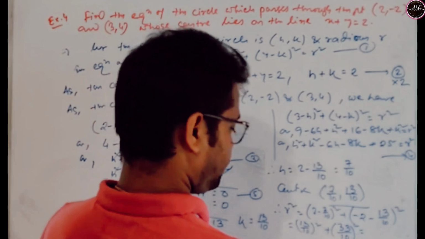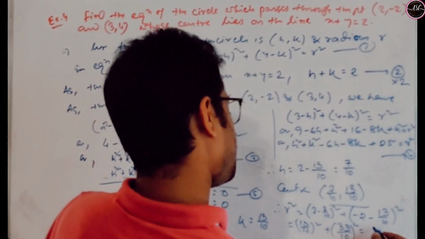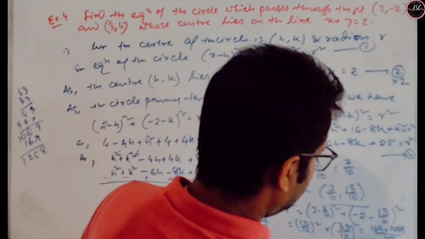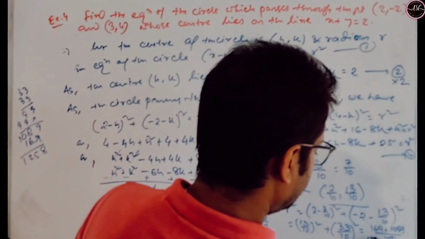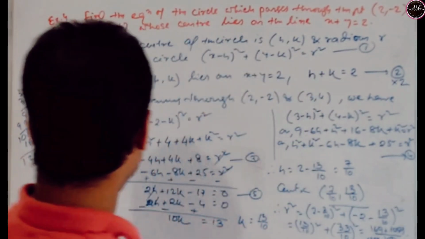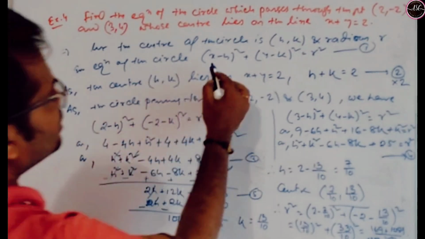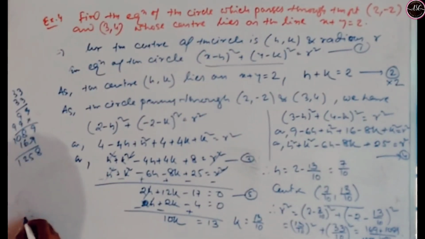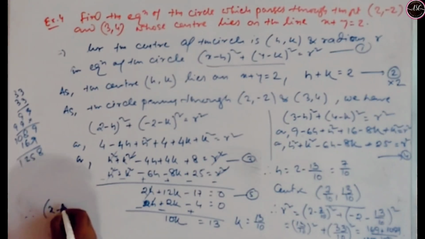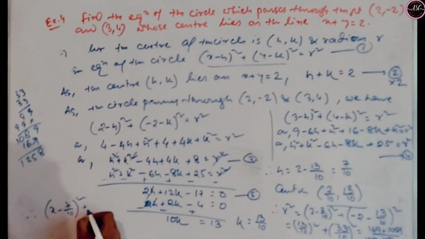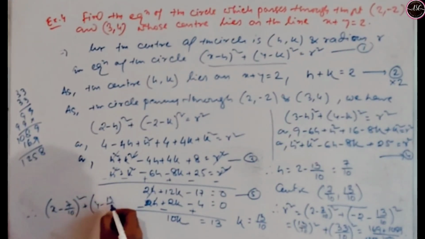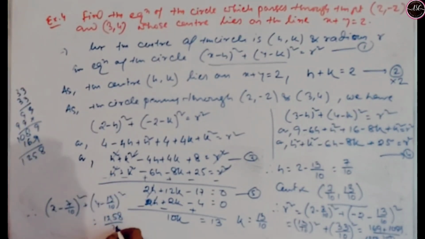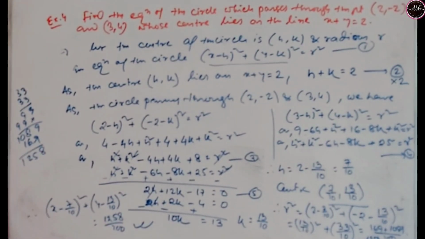So it will be 169 plus 1089 divided by 100. So it will be 1258 divided by 100, that is r square. So the equation of the circle, just put here the value of h, k and r square. So the equation will be (x minus 7/10) whole square plus (y minus 13/10) whole square equal to 1258 divided by 100. Okay, that will be your answer. Clear?